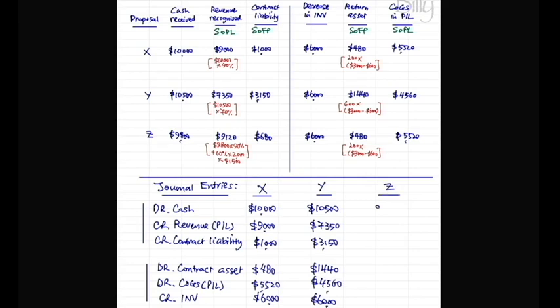Proposal Z. Received is only 9,800. Out of this 9,800, the revenue that we can recognize is 9120, and there's a contract liability of 680. We have to reduce our stocks by 6,000 in all three proposals. But for Proposal Z, the amount that's subject to return as an asset will be 480. The balance is considered cost of goods sold, 5520. So this is Proposal X, Proposal Y, Proposal Z.